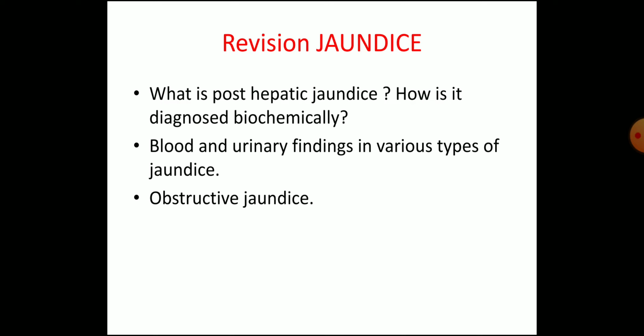And the next question was blood and urinary findings in various types of jaundice. And another one, obstructive jaundice. So in this question, two are of obstructive jaundice and the other one is the blood and urinary findings of various types of jaundice.